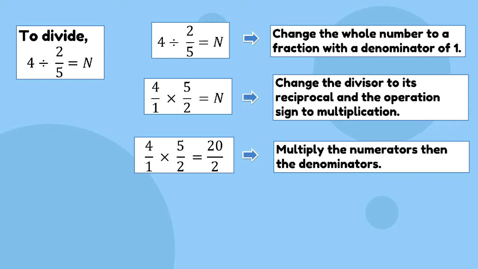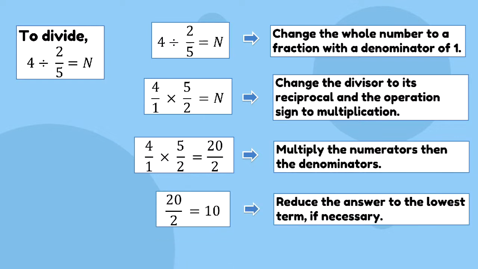4 multiplied by 5 is equal to 20. 1 multiplied by 2 is equal to 2. And the last step, we have to reduce the answer to the lowest term if necessary. Our answer is 20/2, which can still be reduced to lowest term. So our final answer is 10.